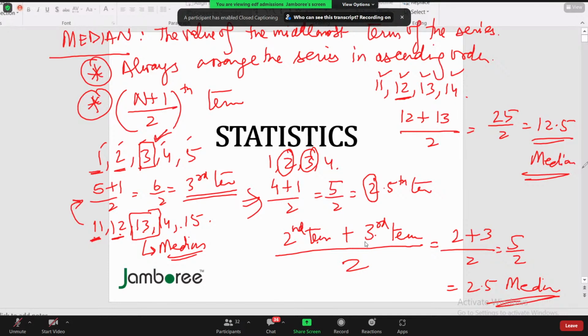So it is the value of the middlemost term in the series. We all clear on this? Great, then note down the idea and then we'll move on.